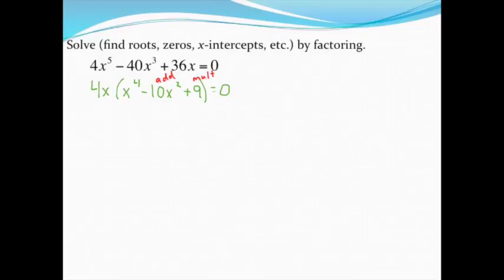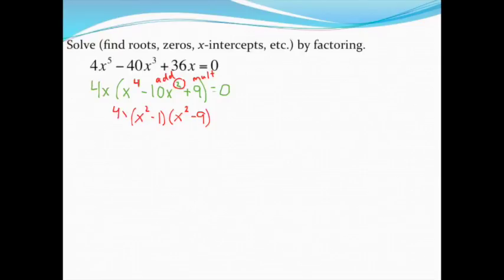So I need 2 numbers that multiply to 9 but add up to 10. The 2 numbers that are going to do that are going to be negative 1 and negative 9. So I'm going to put those down. In my parentheses though, I was pretending. At this point I have to come back to reality and remember it wasn't just x in the parentheses, it's going to be x squared because x squared times x squared would get me x to the 4th power.